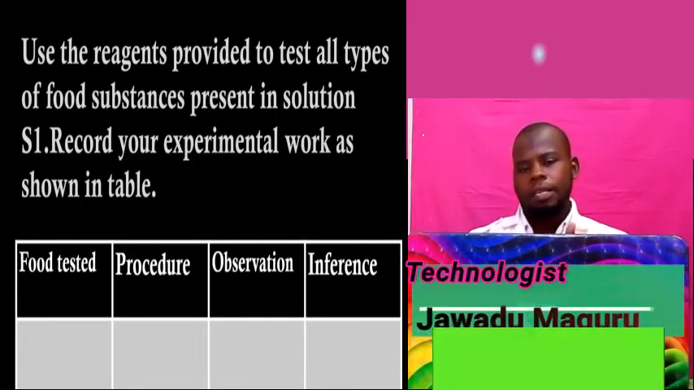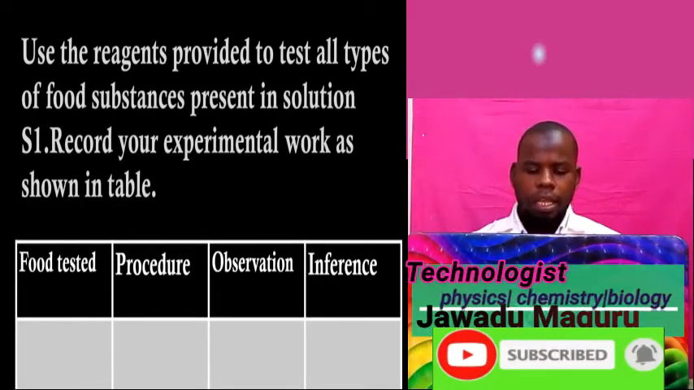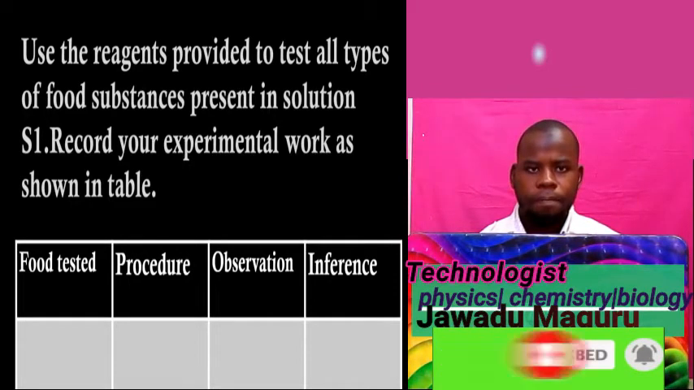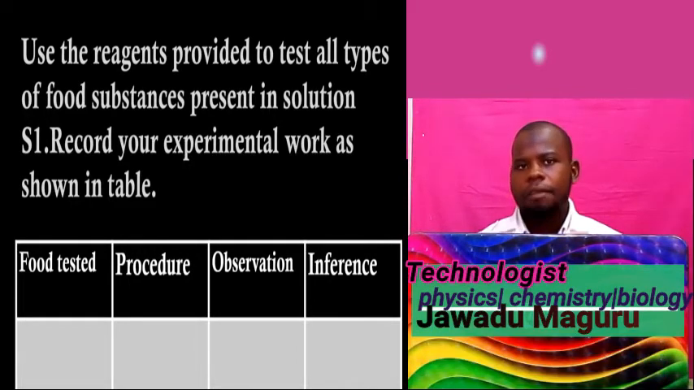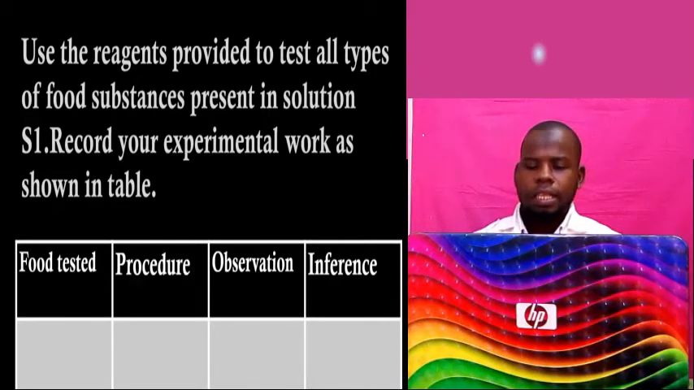You put a sample in a test tube, you add the reagent, you make observations, then you record that observation. And the inferences after observation: according to that observation, what does that observation mean? That is what you record in the inference.